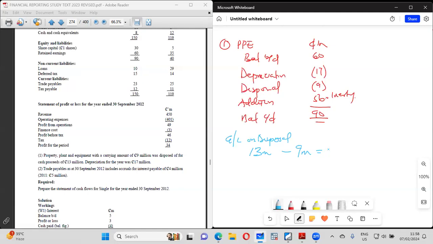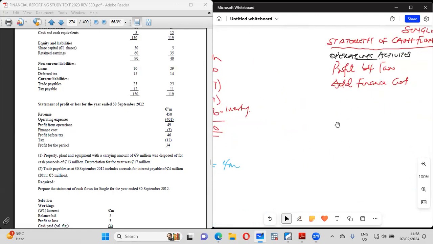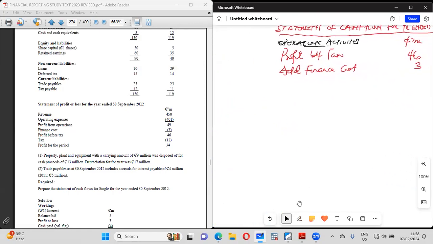4 million. What do we do to the gain? We go back. It's a gain, so gains are usually added back. In the P&L, like I said, what do we do to a gain? Gains are already an addition. So what do we now do? Since it's a gain and we are adjusting, it means we are going to deduct the gain. All right, so we will add back depreciation.